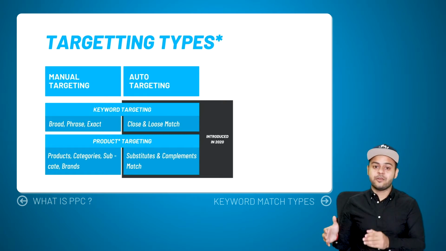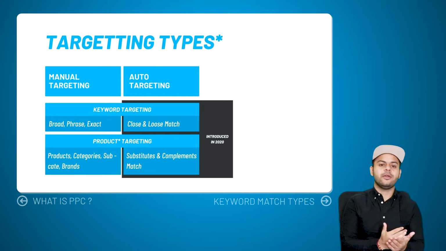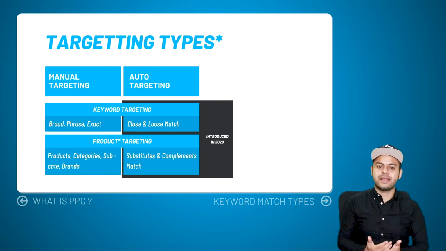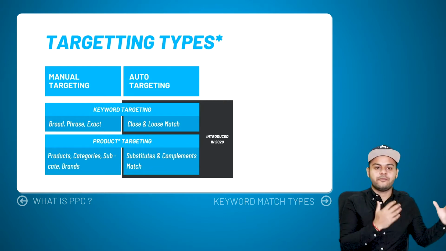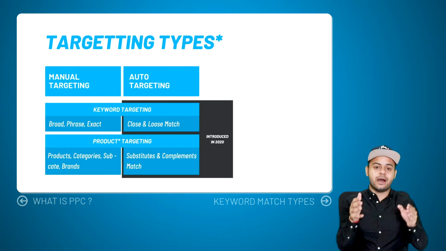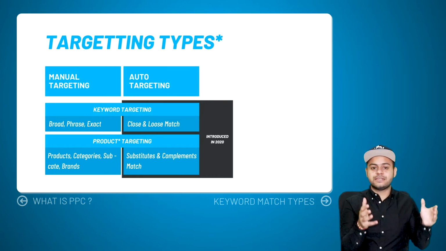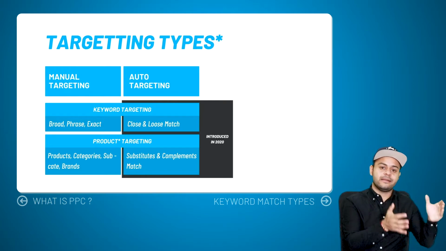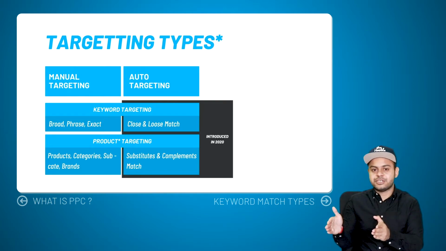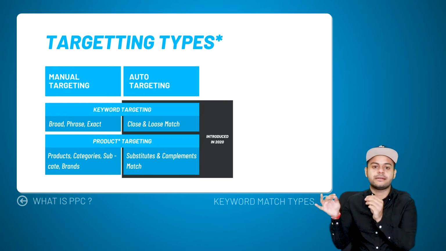Or you can let Amazon be the decision maker, which means Amazon will decide where to show your ad depending on the keywords that they have on your listing, depending on the historical performance of your listing, depending on whatever keywords your products are indexed for. So when you are the decision maker, you can consider it a manual targeting type. And when Amazon is the decision maker, you can consider it an automatic targeting type.